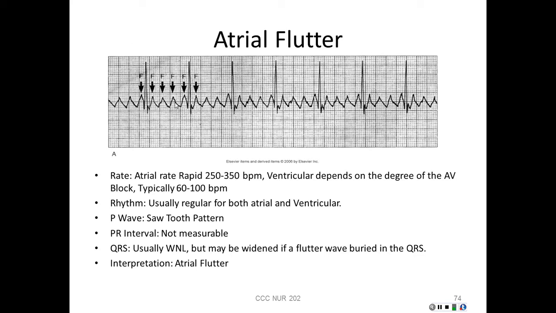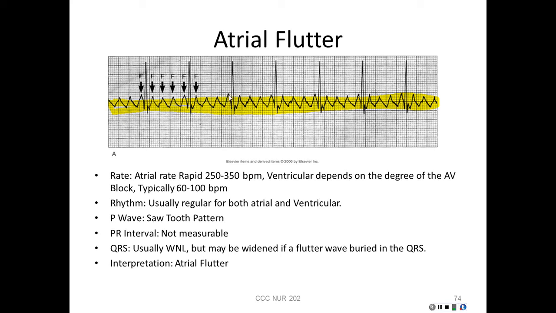The hallmark characteristic of atrial flutter is what's called the sawtooth pattern. If you look at the P waves, it kind of looks like the teeth of a saw, like a handsaw that you're sawing wood with. Okay, so if you look at that, that's kind of what you're seeing. Now, as we see these, they are called flutter waves.